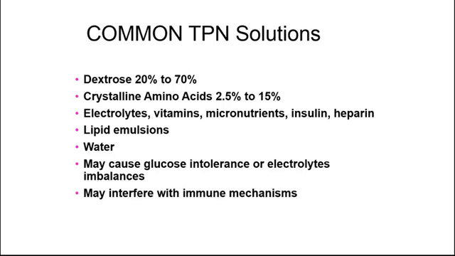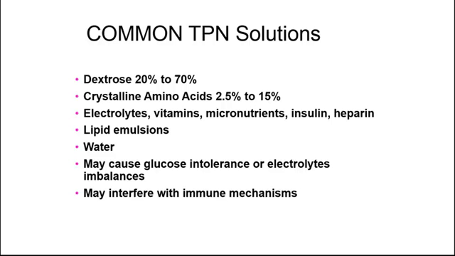Okay, we move on to TPN. That is also included in the test. I just have here the common TPN solutions. What I want you to take from this is that it's really a hyperosmolar solution. It's very concentrated and very high in dextrose, anywhere from 20 to 70%.